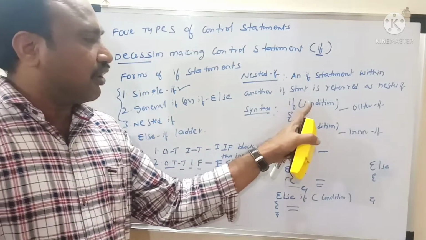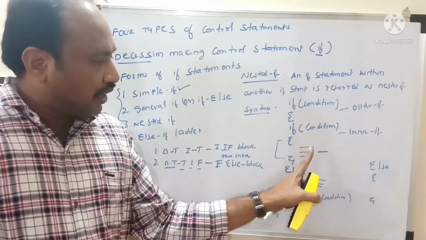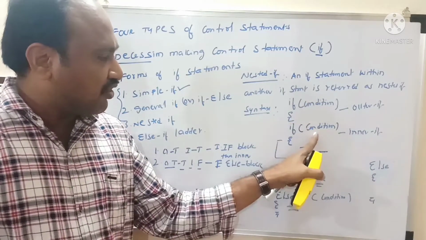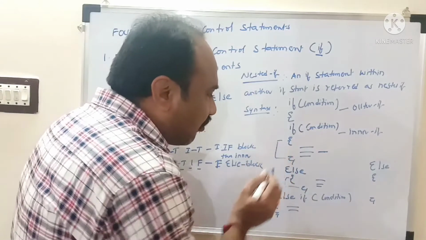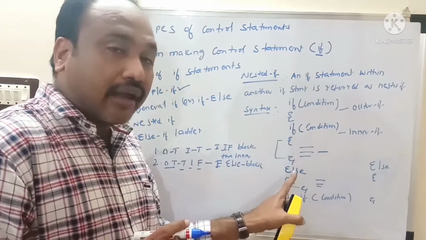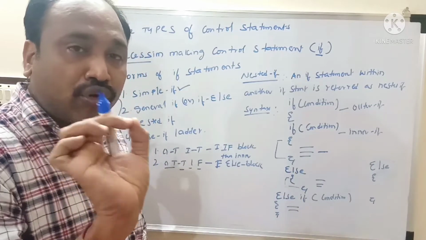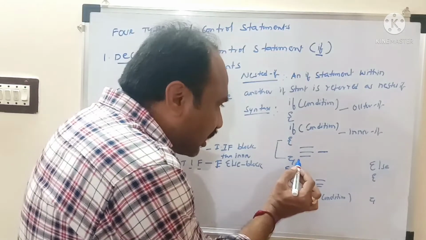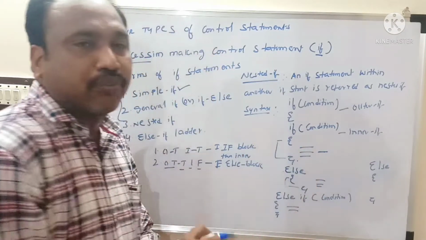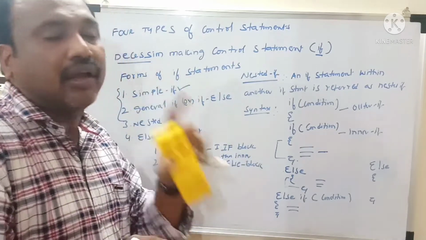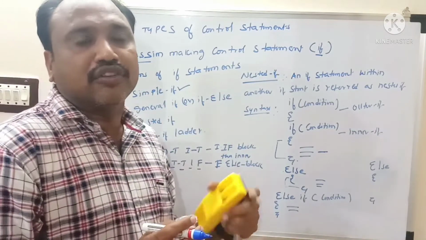First one: outer if condition true, inner if condition true, inner if block will be executed. Outer if condition true, inner if condition false, then an if block should always be followed by an else block. Don't include any statement in between if and else. Immediately after closing the if block, there should be the else block. Hence, an if block should always be followed by an else block.